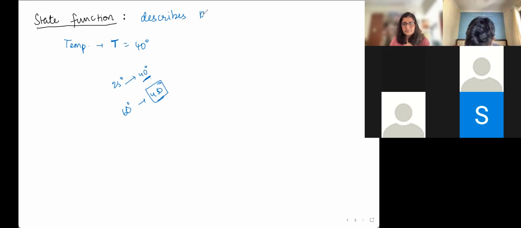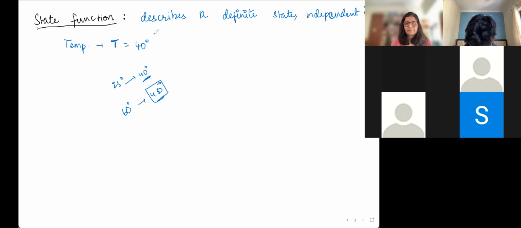Ma'am, when you say state, do you mean the chemical state, like whether it's liquid or solid? For that you use a word called phase. State is basically what pressure it's at, what temperature it's at. Yeah, the bulk, macroscopic properties. So it describes a definite state and it's independent of the path taken. That's the main thing.